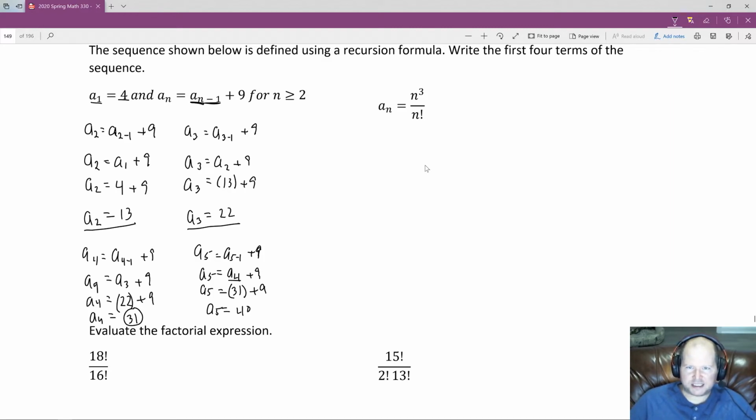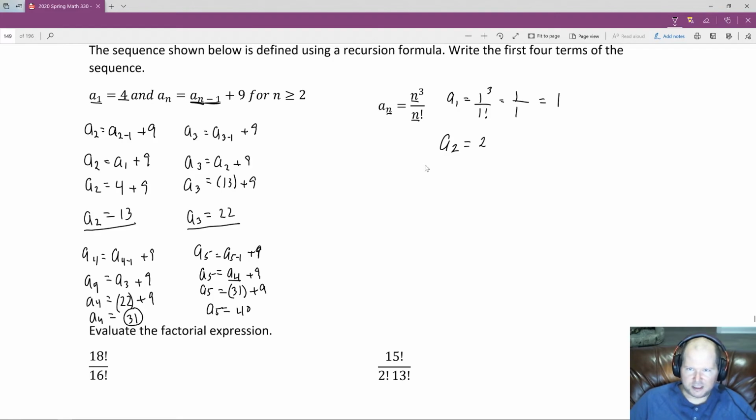Now the next one actually doesn't have a recursive. You're not plugging anything different. So just wherever you see the n in here, I'm going to plug this in here and here and then simplify. Okay, so let's try the first one. So the first one might be something like a 1, and then we're saying 1 cubed over 1 factorial. Well, 1 cubed is 1 times 1 times 1, which is just 1. And 1 factorial is just a 1. 1 divided by 1 is 1. Okay, first one is pretty easy.